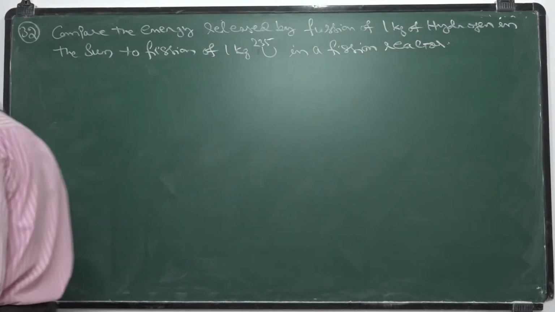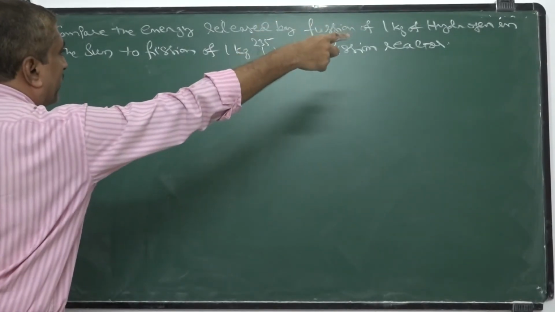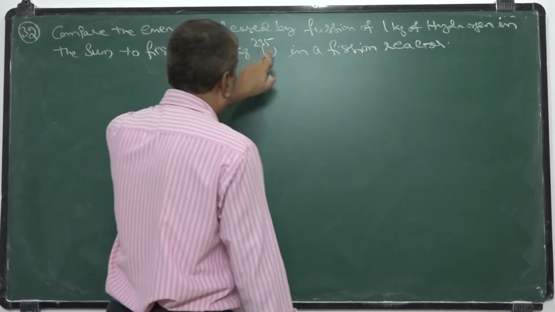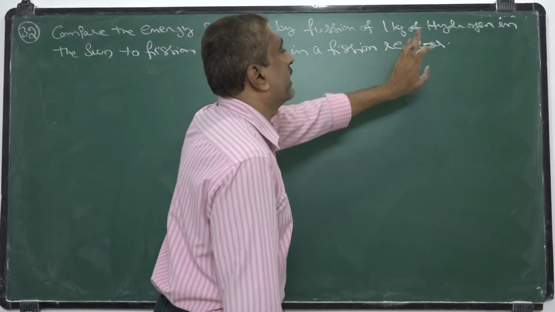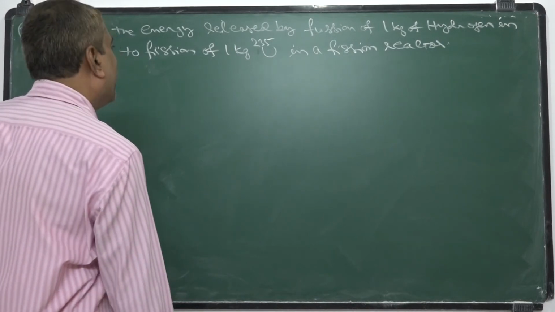Okay, now we have to calculate or compare the energy released by the fusion of 1 kg of hydrogen in sun to the amount of energy released by 1 kg of uranium in a fission reactor. So now first we calculate for fusion.